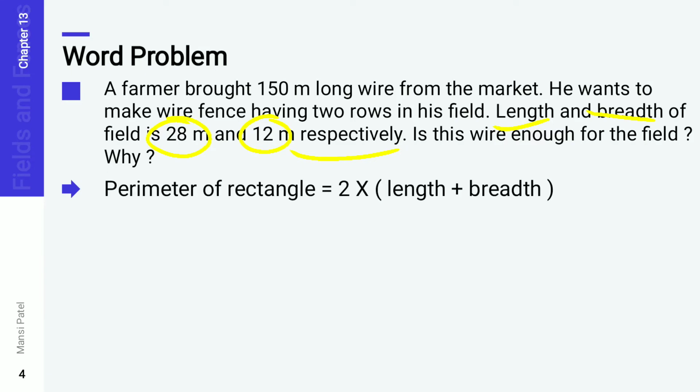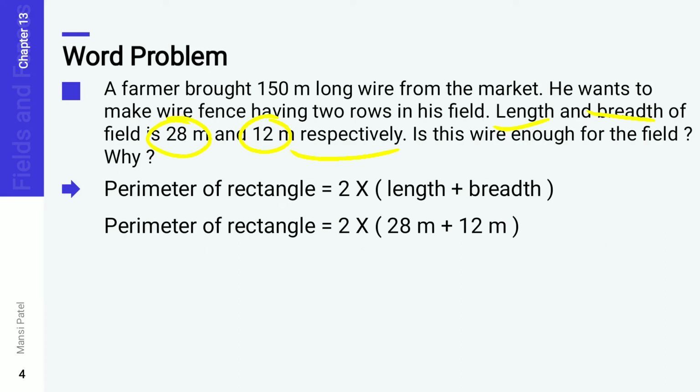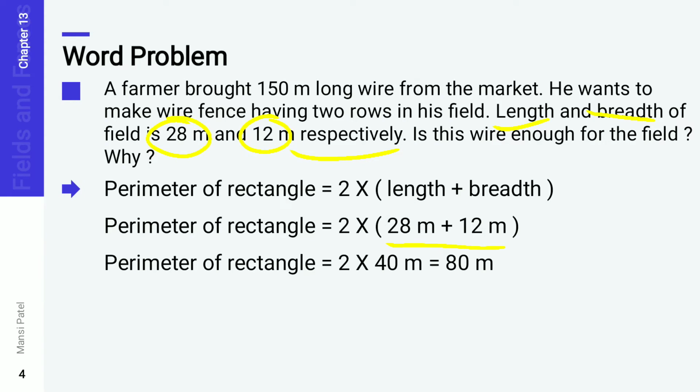What is the perimeter of a rectangle? 2 multiplied by length plus breadth. Write down the measurement of length and breadth. So we can say that 2 multiplied by 28 meter plus 12 meter. Now do the addition of this 28 meter and 12 meter. 28 plus 12, that is 40 meter. 2 multiplied by 40 is equal to 80 meter. This 80 meter wire is needed to make only one row. How many rows? One row.